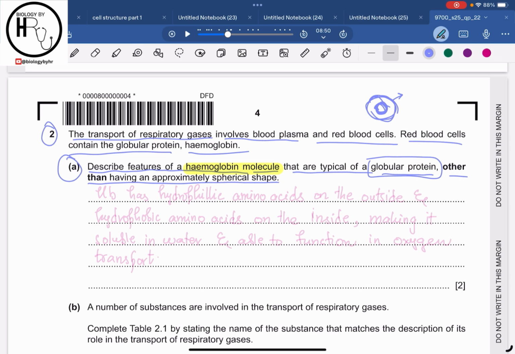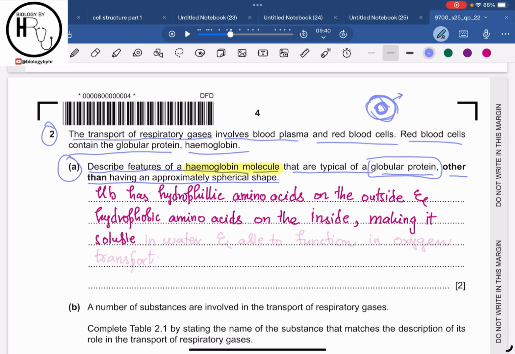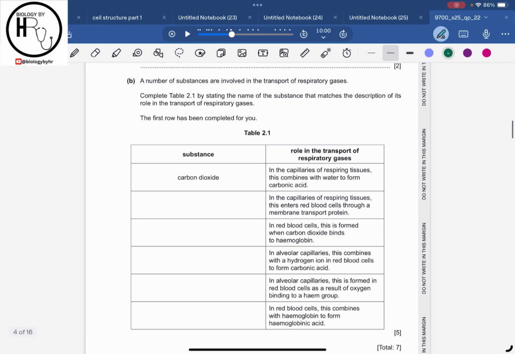Now how we have to write the answer for this part is that the haemoglobin has the hydrophilic amino acids on the outside, which are facing the aqueous environment, and the hydrophobic amino acids on the inside, making it soluble in water, making it stable and able to function in the oxygen transport. It means that because of this structure of the haemoglobin molecule as a globular protein, it can transport the oxygen well. Now let's look at part B.